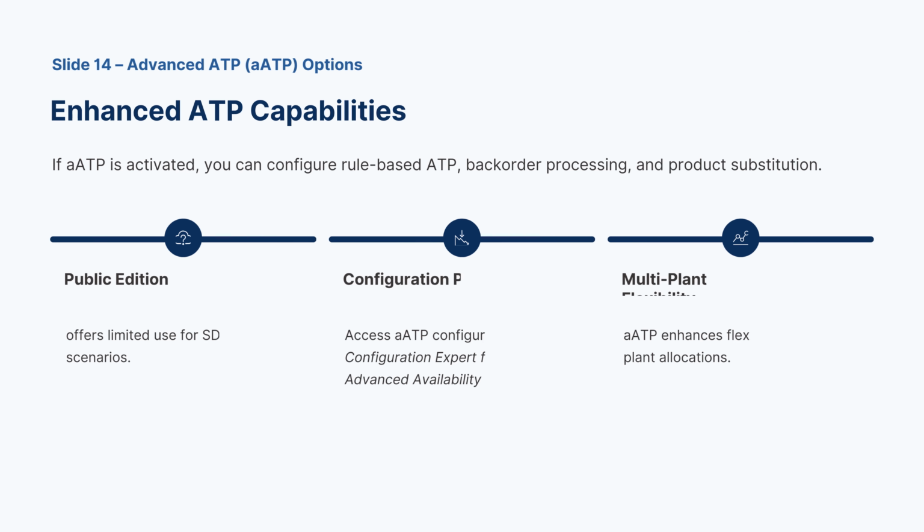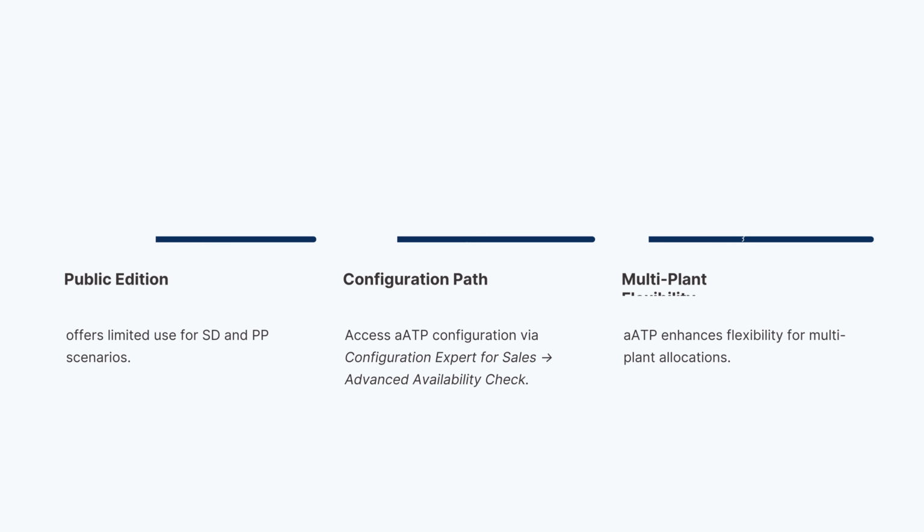If advanced ATP is enabled, additional options become available, including rule-based ATP, backorder rescheduling, and product substitution. Public Edition supports AATP primarily for sales and production processes. Access configuration via Configuration Expert for sales, advanced availability check. This allows sophisticated multi-plant and product allocation logic.